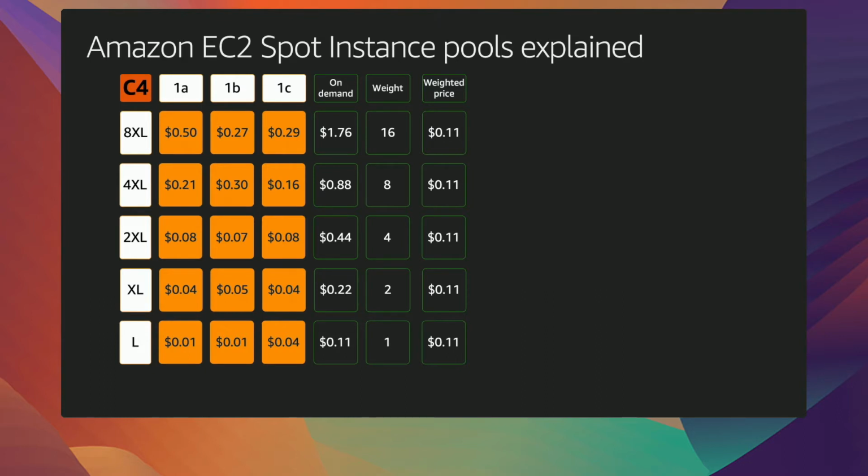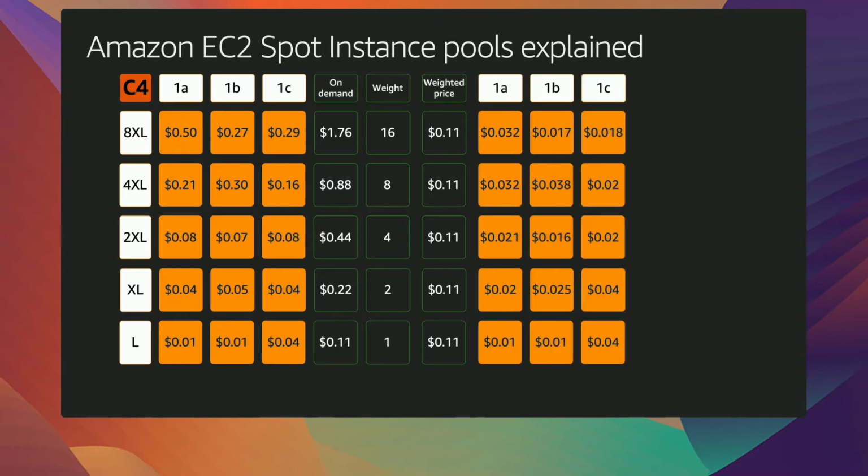Now, where it becomes fun again is when you start looking at the different availability zones and you calculate this weight into the actual cost per hour of running that instance. So now what we can see over here is that there's quite a bit of difference between the different availability zones as well as the different instance sizes.